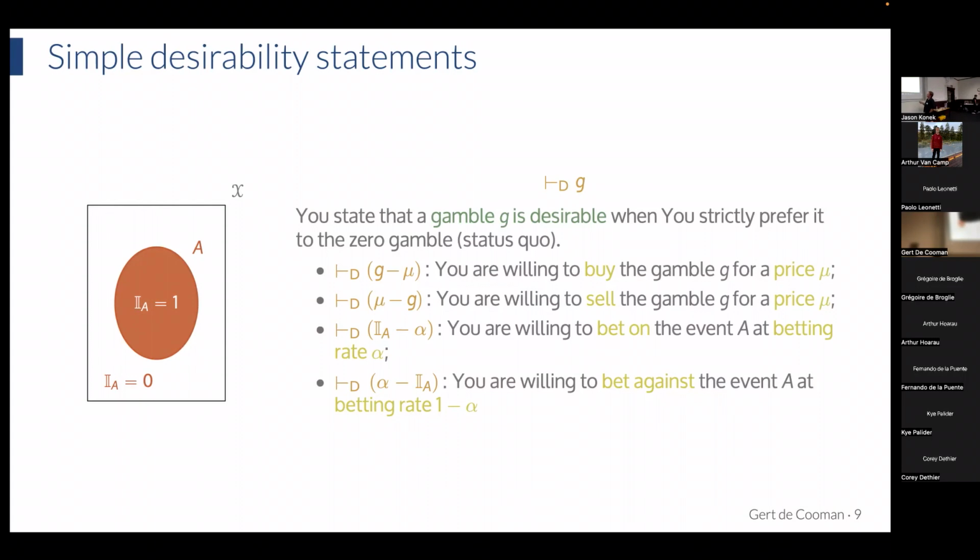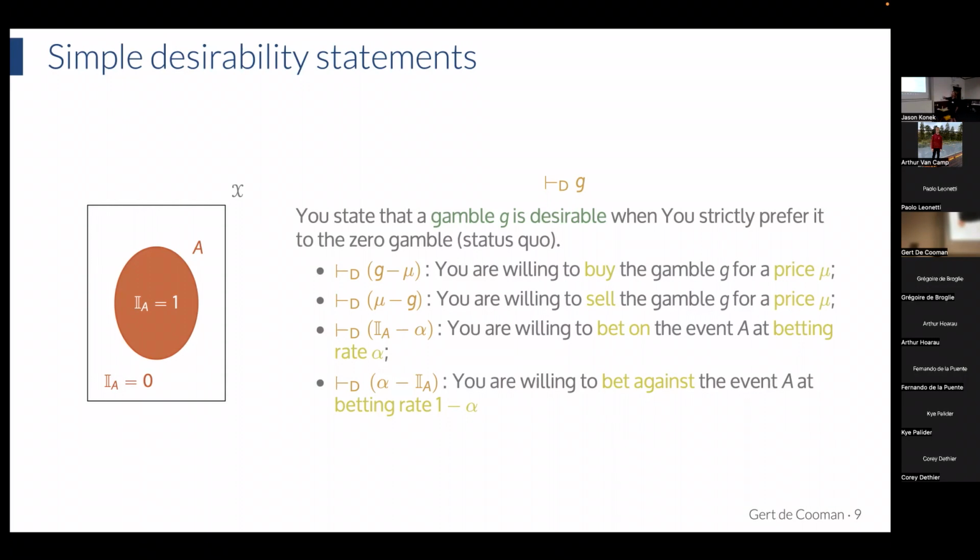So this gamble, indicator of A minus alpha: if my outcome is in A, then I get 1 minus alpha. If my outcome is not in A, then I get minus alpha. If you accept this gamble, this means that you're willing to bet on the event A at what's called the betting rate alpha. That is the definition of a betting rate. And then similarly, alpha minus the indicator means you're willing to bet against A at a betting rate 1 minus alpha. That is betting on events.